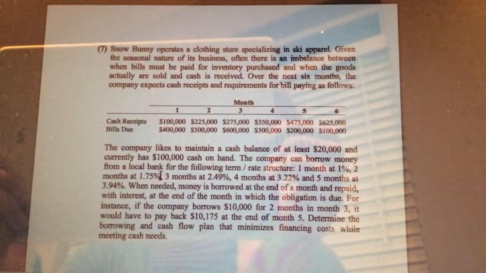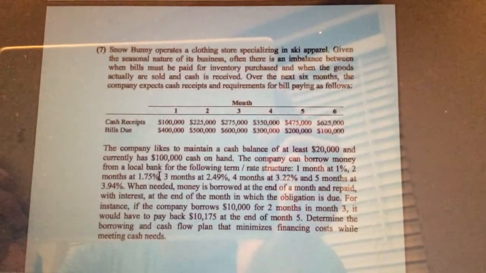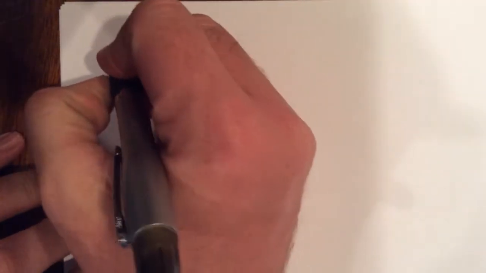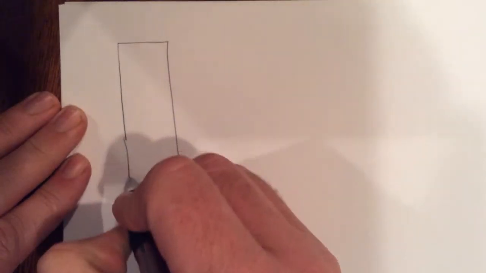All right, so we want to determine the borrowing and cash flow plan that minimizes financing costs while meeting cash needs. All right, so let's go ahead and set up our linear program of how we anticipate doing this. All right, so the first thing we need to think about is to define our x variables. Okay, so we're going to draw something out like this.